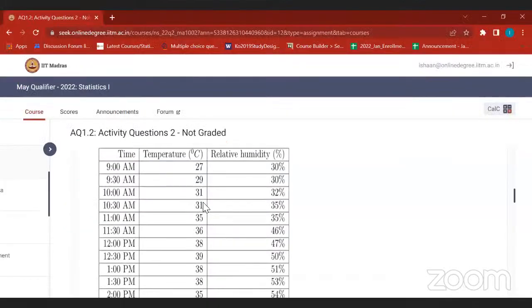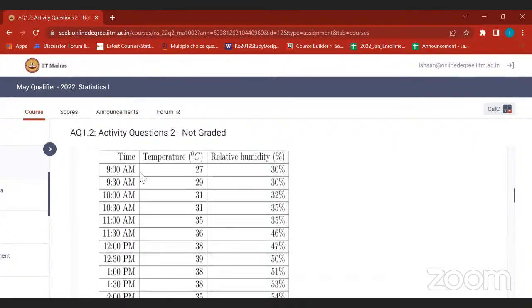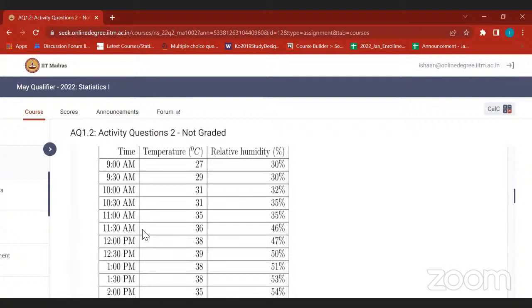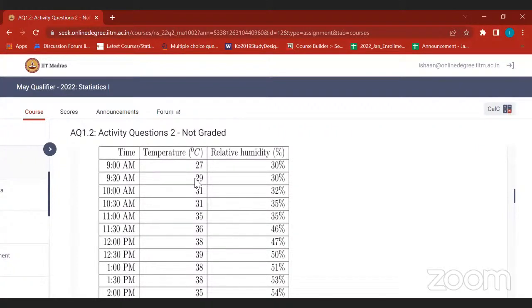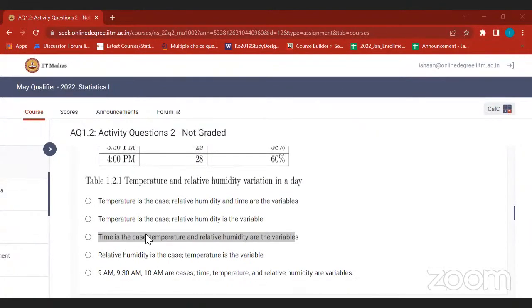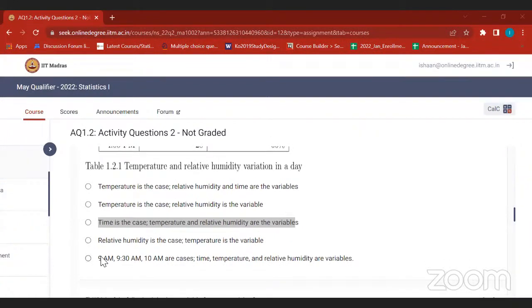Similarly, temperature's value keeps on varying, so temperature is a variable. Whereas a particular time, 9 a.m., is a case because 9 a.m. refers to the first row. When you say 11:30 a.m., you are referring to this row only, right? So these individual times are cases, but in general, the complete time is a variable. Is it clear? That's why time is a variable, whereas 9, 9:30, 10 a.m. are the cases. Okay, thank you, sir.